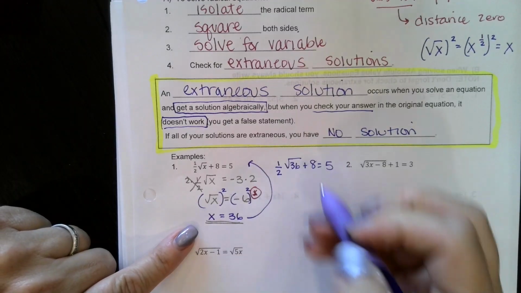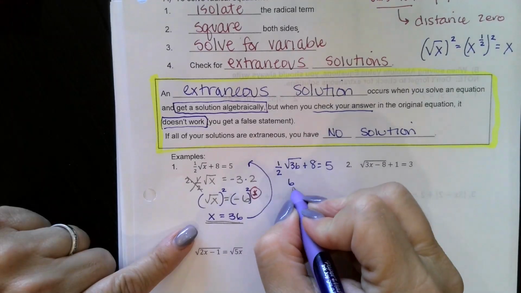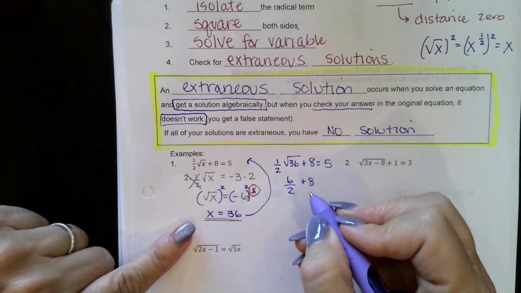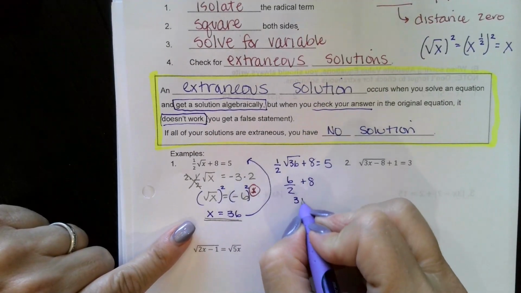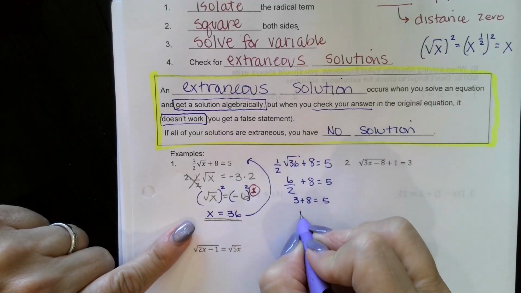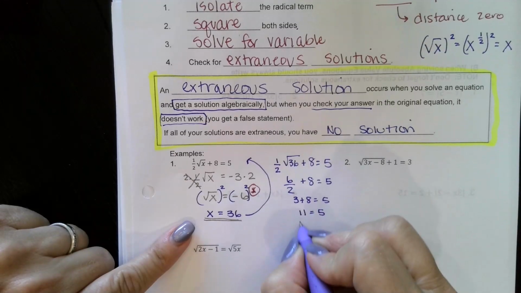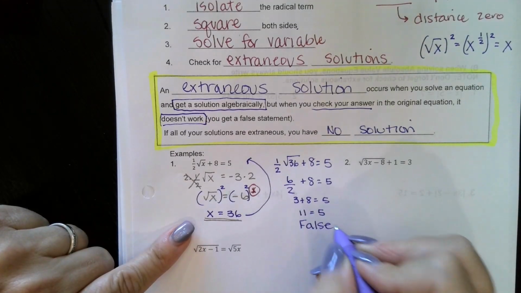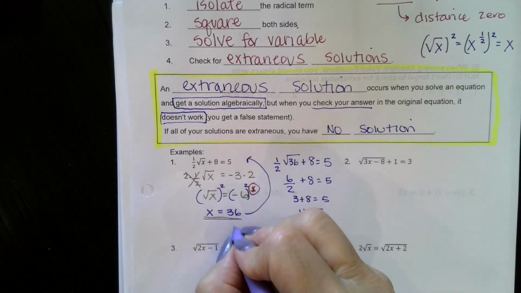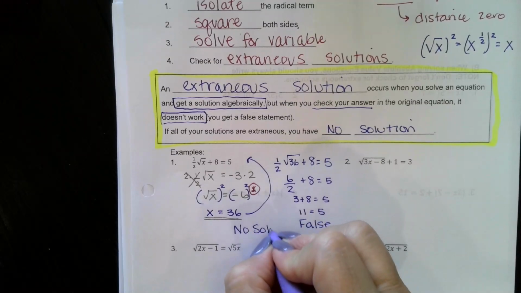So the square root of 36 is 6. So I would have 6 divided by 2, which is this 1/2, plus 8. So this is 3 plus 8. And all of these, of course, equals 5. And this tells me 11 equals 5. And this is false. This is not true. 11 does not equal 5.